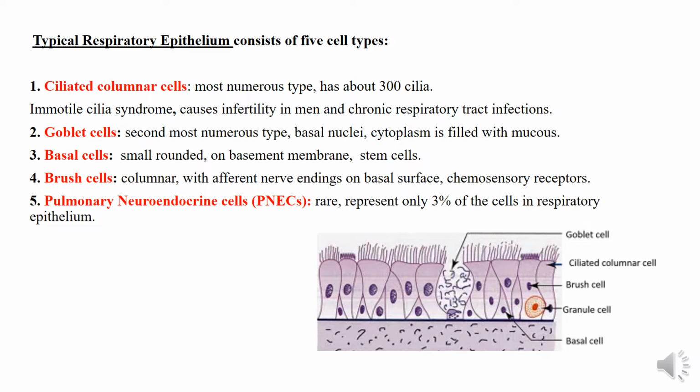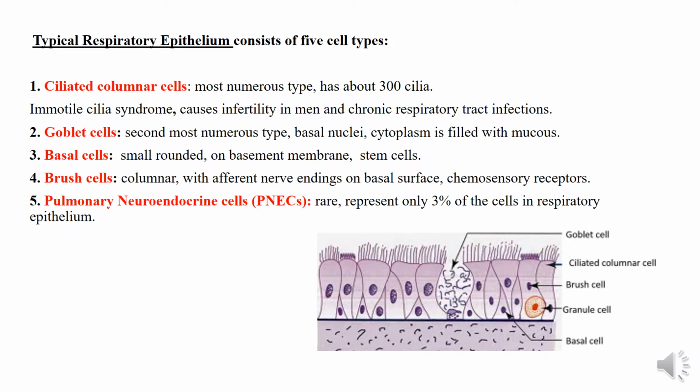We have also in this respiratory epithelium the goblet cell, the second most numerous type, with basal nuclei and the cytoplasm filled with mucus. Basal cells are small and sit on the basement membrane. It's considered a stem cell.